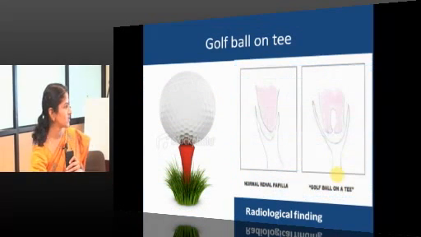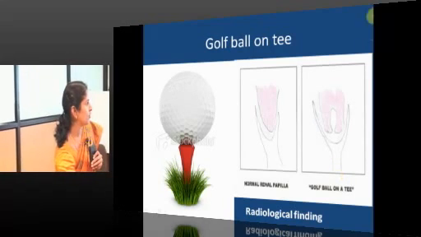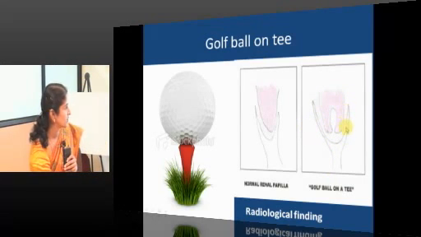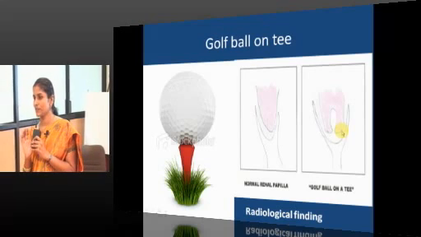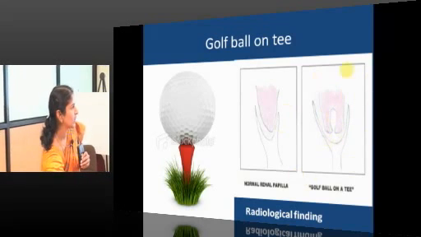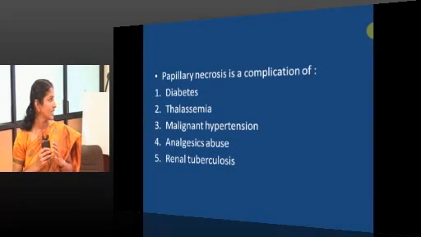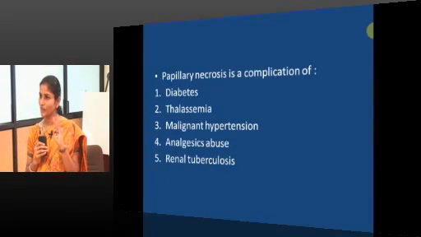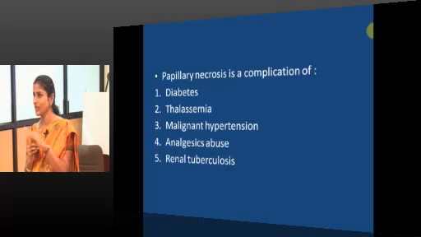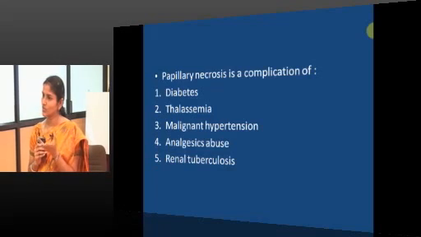So, this papillary necrosis in the radiological imaging will give such a picture. This golf ball on a tee is a radiological finding, not a histopathological finding. So, this golf ball on a tee appearance is specific for papillary necrosis. It just says the absence of this particular tissue. Why is it absent? Because it has undergone necrosis. So, it is a complication of diabetes? Yes. Thalassemia? No. Malignant hypertension? Yes. Malignant hypertension compromises that supply, especially through those tiny vessels. Analgesic abuse? Yes. Renal tuberculosis? No.